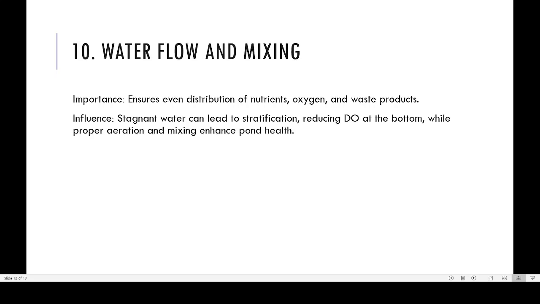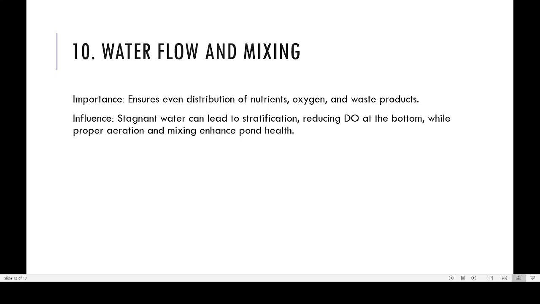The next one is the water flow. It ensures even distribution of nutrients. If the water is stagnant, not moving, that means the nutrients, oxygen, and waste products will all be available in a certain area. But if the water is moving thoroughly, that will be properly distributing oxygen, nutrients, and also waste products.